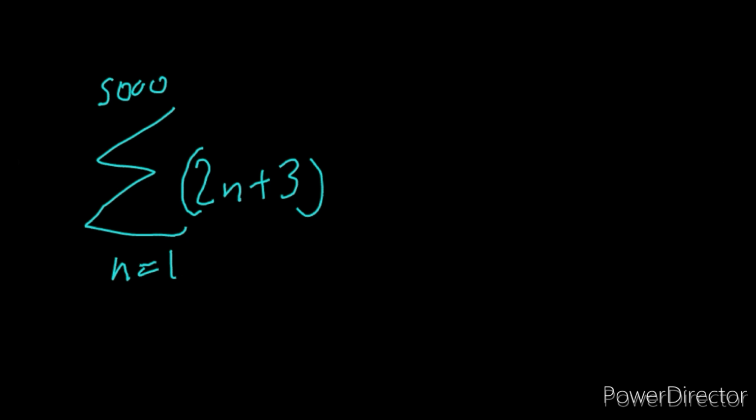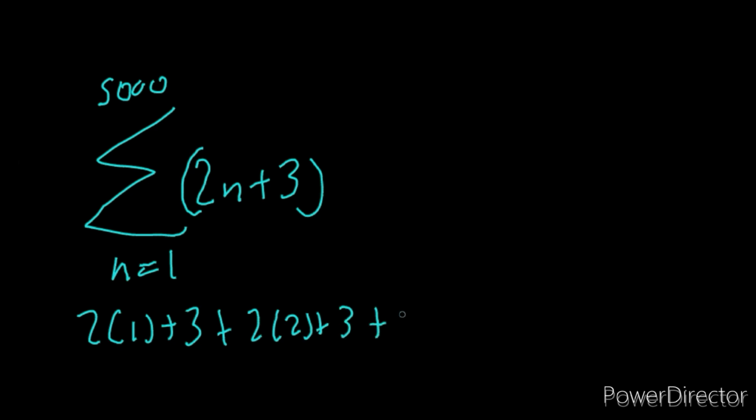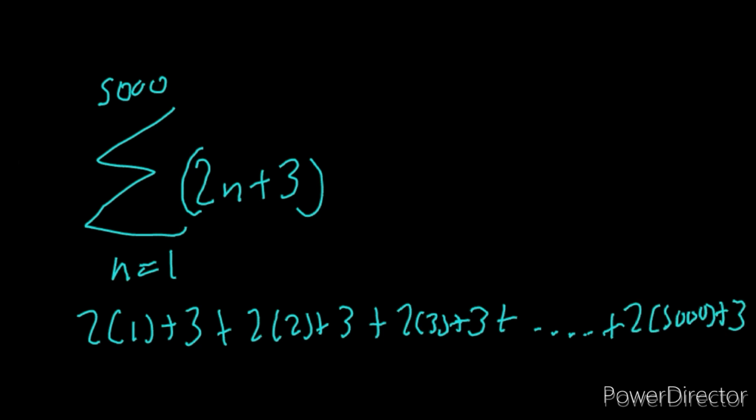Alright, so let's start with the first thing that we have to substitute, which is 1. So we're going to have 2 into 1 plus 3, then 2 into 2 plus 3, and then 2 into 3 plus 3. Then this is going to be plus dot dot dot. Then the last term is 2 into 5,000 plus 3. So that's what we have.